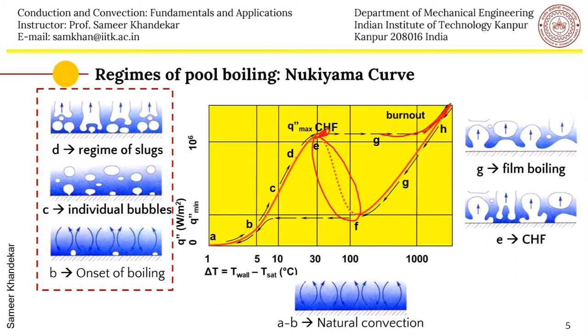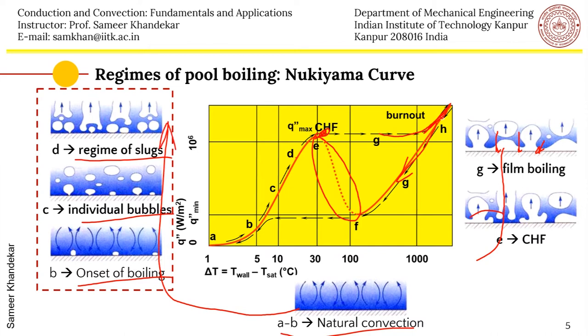So A to B is natural convection, followed by the onset of boiling, individual bubbles, regimes of slugs and bubbles, and then film boiling, and then CHF. So this is how the entire cycle will be manifested when you do this experiment.